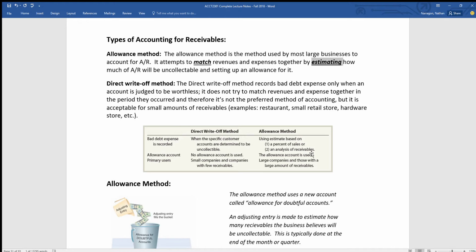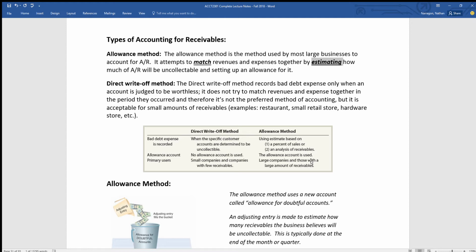Okay? And then the allowance account and primary users: there is no allowance account in direct write-off, and it's really, again, small companies. Here we have an allowance account, and large companies basically use this.